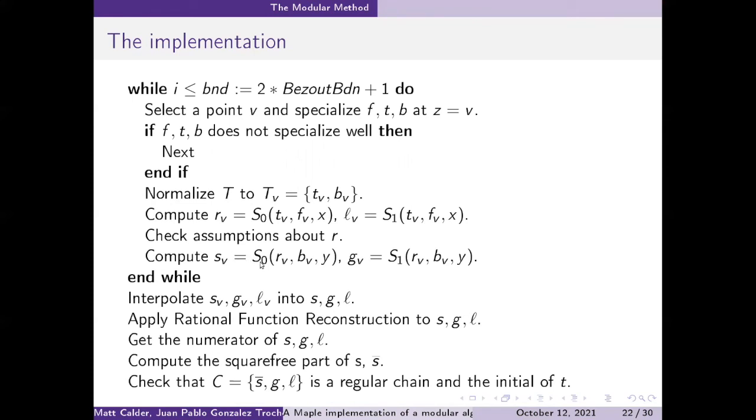If they are not met, we go to the next point, or we send an error if it's necessary. We compute the subresultant of index 0 and 1 between R sub B, B sub B with respect to Y. After we collect all the images, we interpolate these images and get S, G, and L. We apply rational function reconstruction to the coefficients of S, G, and L. We get the numerator of S, G, and L. Then we compute the square-free part of S, and finally we check that S bar, G, and L is a regular chain, and the initial of T is regular mod S bar and G.